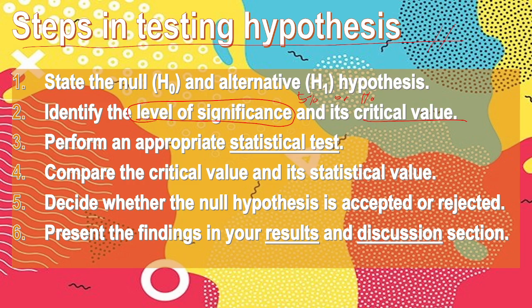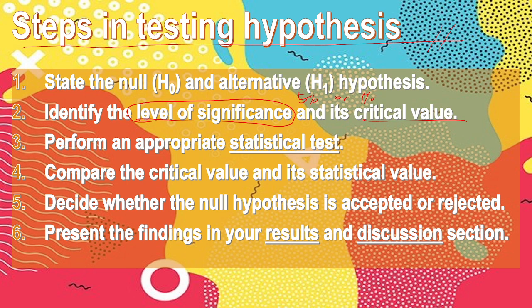Okay, number 3, perform an appropriate statistical test. Sasabihin naman sa problem if you need to use Pearson R na statistical test. Okay? And then number 4, compare the critical value and its statistical value. Okay, after comparing, you need to proceed in step number 5. Decide whether the null hypothesis is accepted or rejected. Okay, and the number 6, last one, you need to present the findings in your result and discussion section.